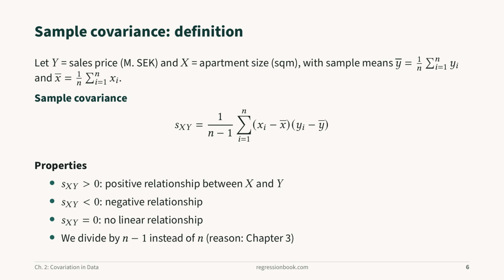The sample covariance is that average written out, 1 over n minus 1 times the sum of the products of deviations. A positive value signals a positive relationship, a negative value the opposite, and 0 means no linear relationship. Why divide by n minus 1 rather than n? Hold that thought. The reason belongs to Chapter 3.